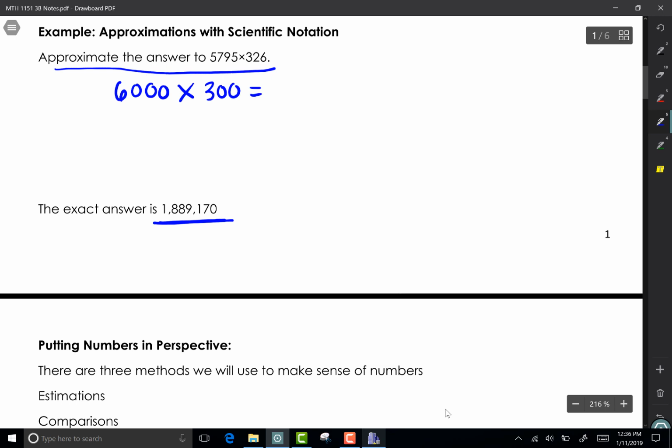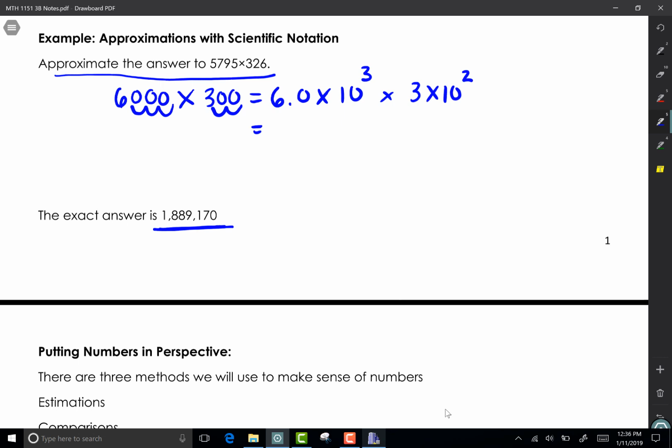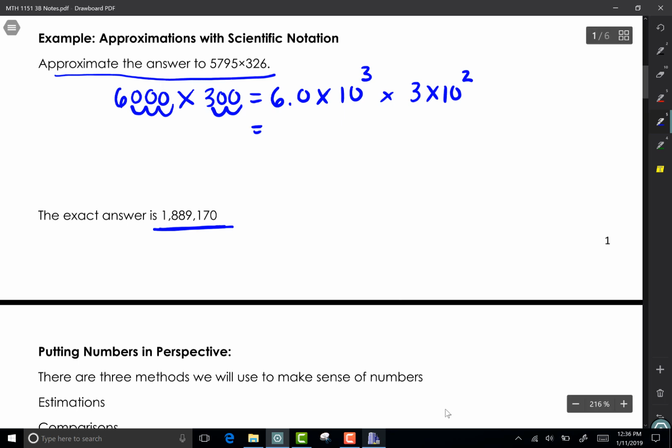And then if we write that in scientific notation, that's 6.0 times 10 to the power of 3, because I moved it 1, 2, 3 places. And then that's times 3 times 10 to the second power because I moved it 2 places. Now, if you remember your exponent rules, when you multiply and your bases are the same, you add your exponents. So I'm going to multiply my numbers together to get 6 times 3, which is 18. And then I'm going to multiply my powers of 10 together. So I have 10 to the 3rd times 10 squared. That's going to give me 10 to the 5th, using my exponent rule that I add my exponents when I multiply like bases.